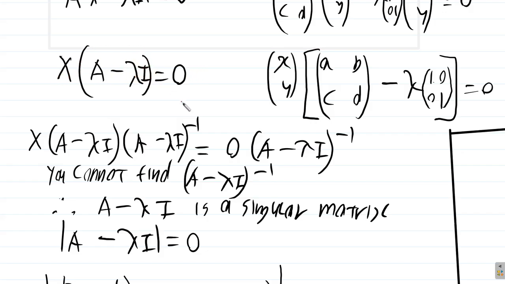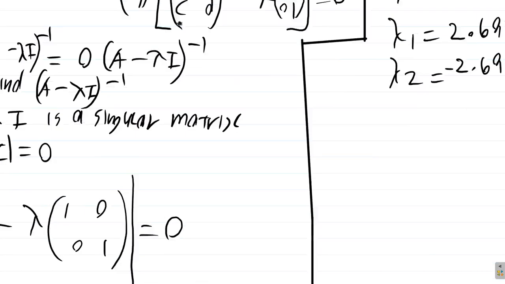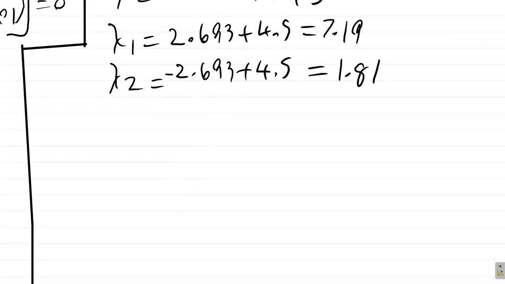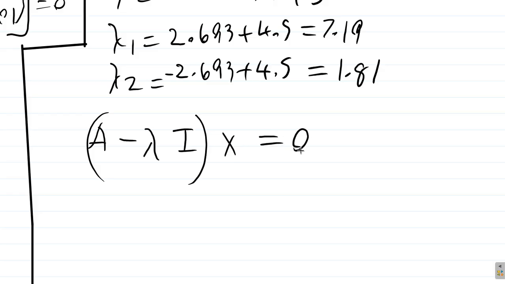But we need to put x on the right because we cannot have x being a 2 by 1 matrix multiply a 2 by 2 matrix where x is on the left. We have to put the 2 by 2 matrix on the left and the 2 by 1 on the right. So it's going to be (A minus lambda I) x equals 0. Alright?